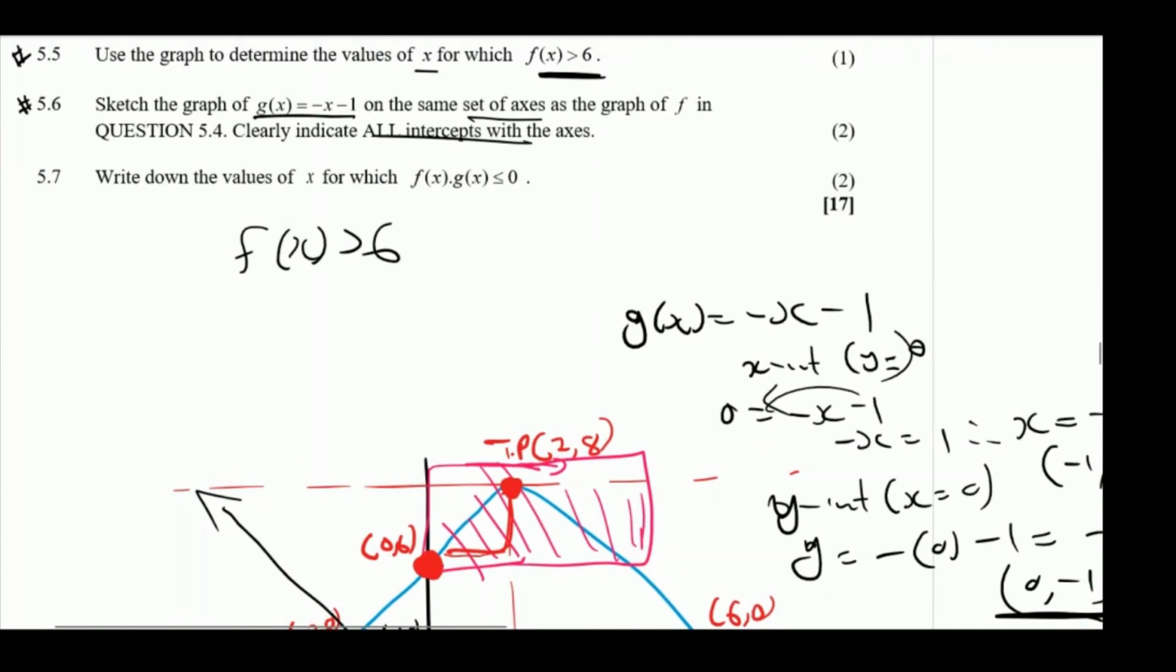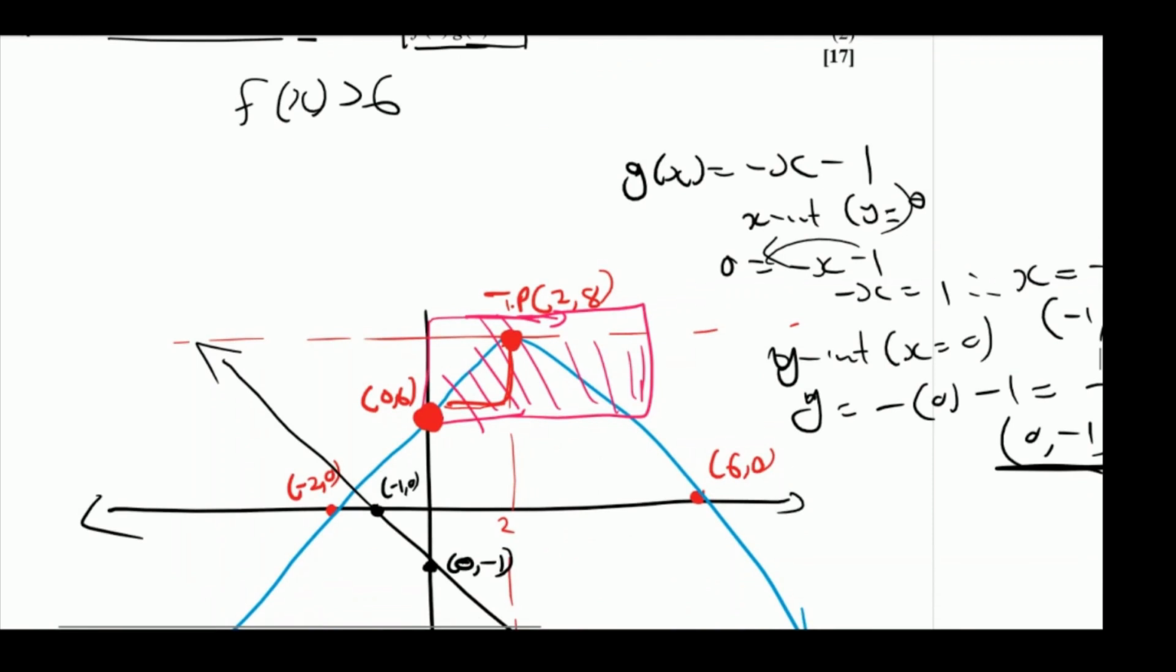Now we are asked to find, so it's 5.7, write down the values of x such that when you multiply the graph of f and the graph of g, they give you a solution that is less than or equal to 0. So we want the values of x when that happens. I'm going to interpret from the graph that we drew.